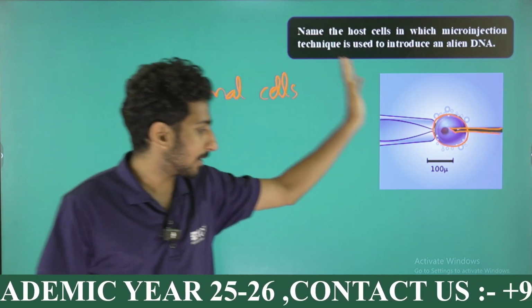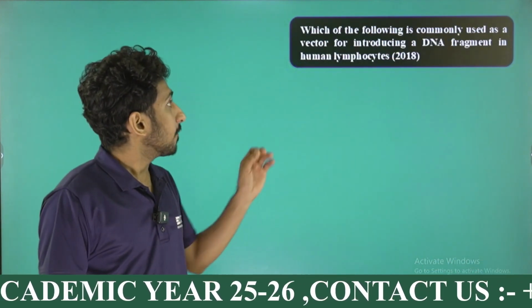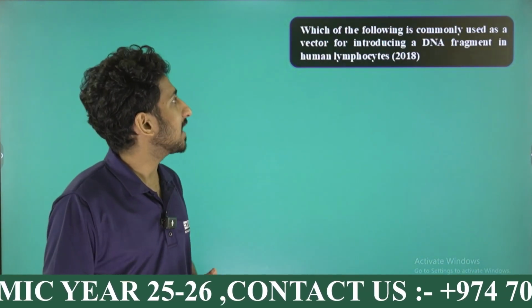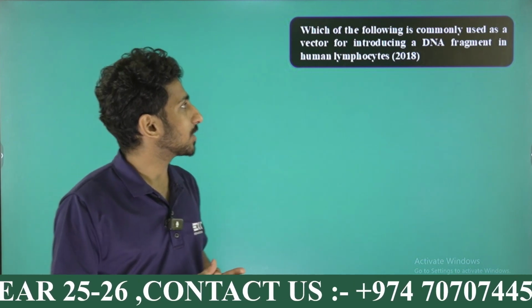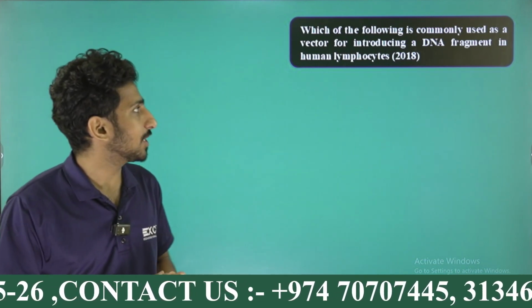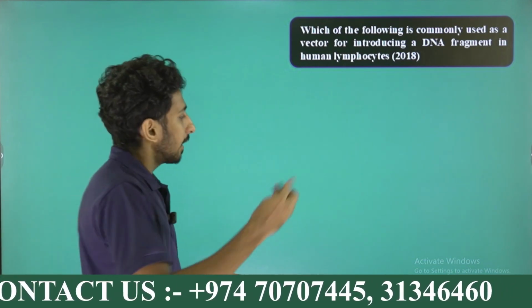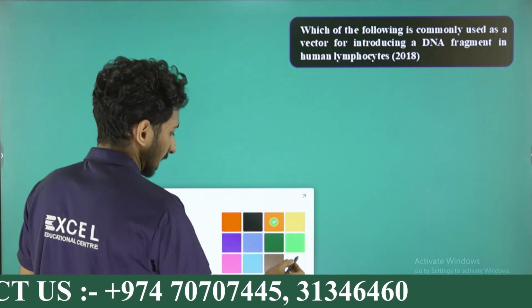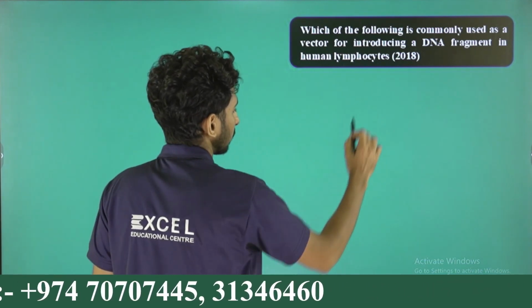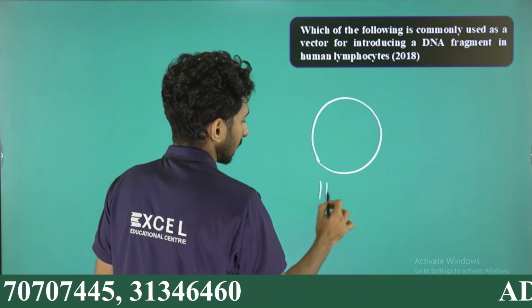Got it? Next one. Which of the following is commonly used as a vector for introducing a DNA fragment in human lymphocytes? See, human lymphocytes. This is human lymphocytes.